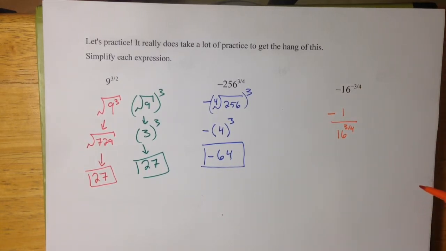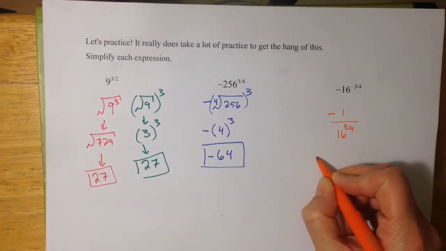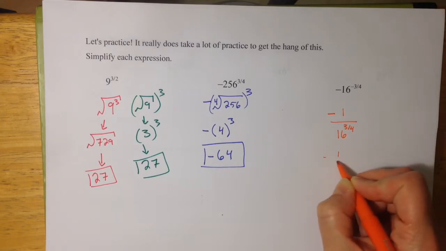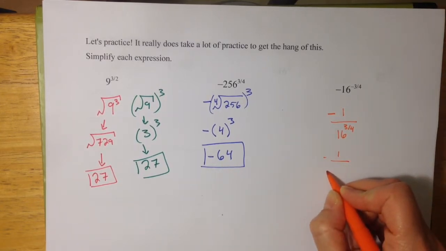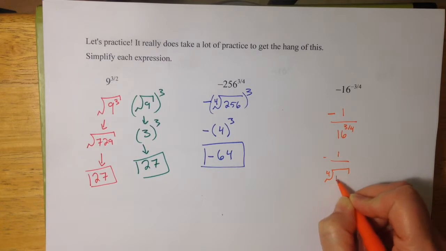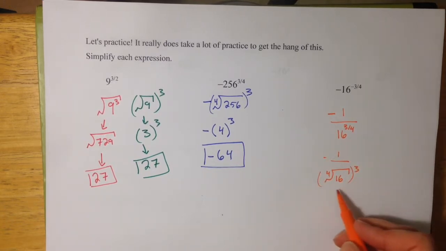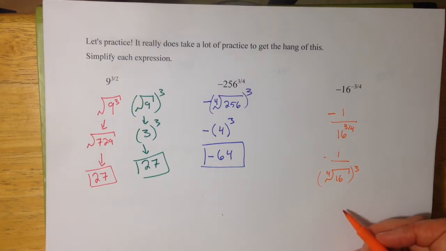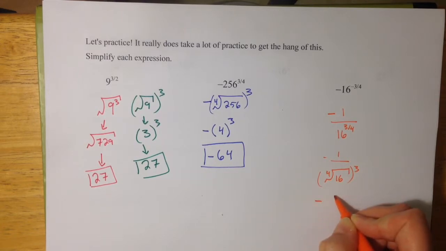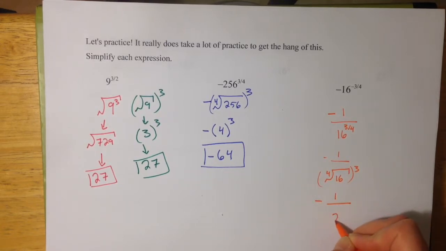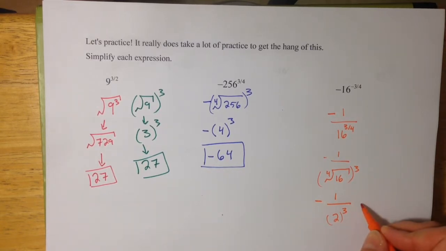Now that I've rewritten everything with positive exponents, I'm ready to figure out what this could be. This is negative 1 over the 4th root of 16, to the 3rd power. Now the 4th root of 16 is something that I know. That's 2, since 2 times 2 times 2 times 2 is 16. So this will become negative 1 over 2 cubed. And again, 2 cubed is something that I know, which is 8. So this is negative 1/8.